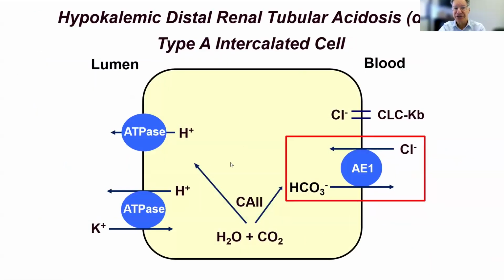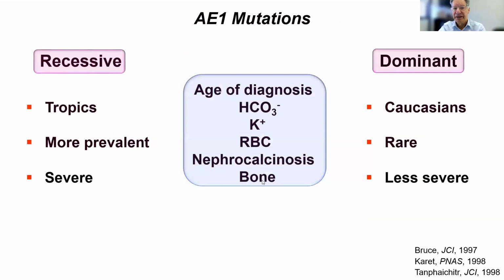There are also patients that have normal proton pump, but AE1 is mutated. So they can secrete the proton, but the bicarbonate that's generated cannot get out of the cell. And there's two types of these. There's recessive disorders and dominant. The recessive tend to be in the tropics. They're more prevalent, and the phenotype is more severe as far as all these findings. Whereas the dominant form is found more in Caucasians. It's much rarer, and the phenotype is less severe.